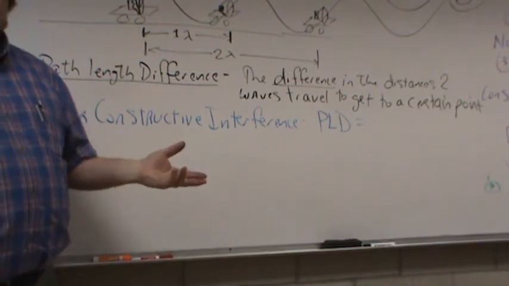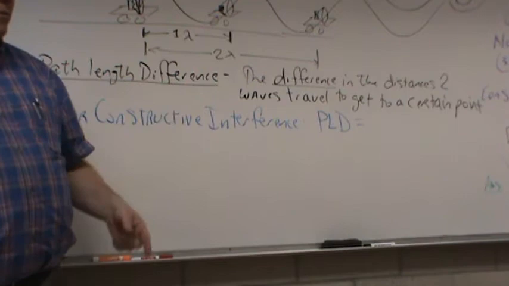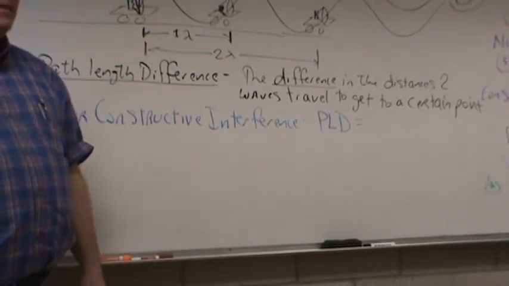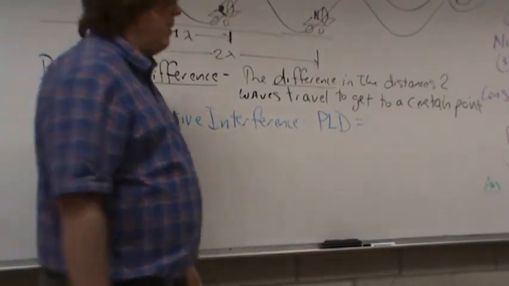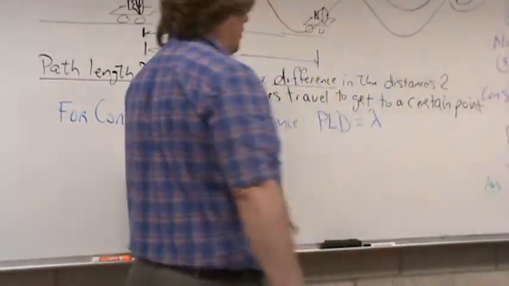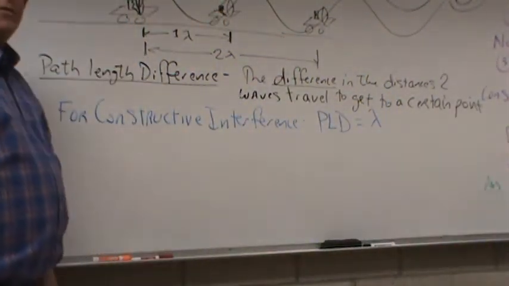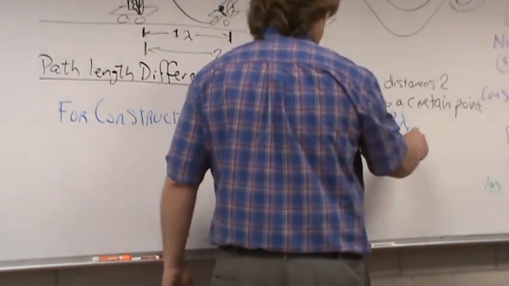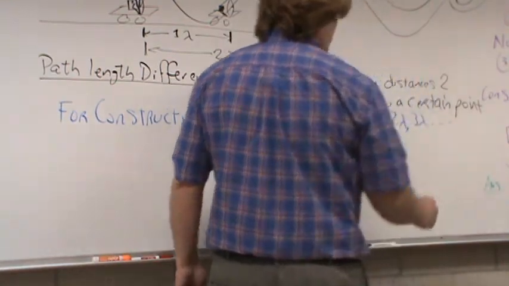Oh, please. Someone answer. Yes, Logan. Thank you. 1 wavelength. Beautiful. Is there another wavelength that'll get me constructive interference besides 1? 2 wavelengths. Good. Is there another one? Yeah. Dot, dot, dot.